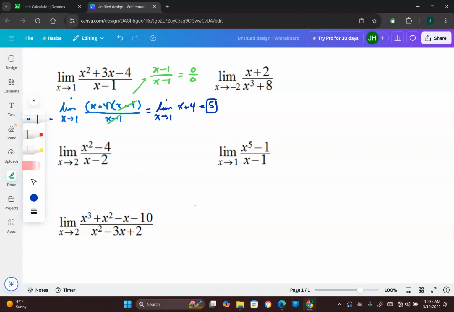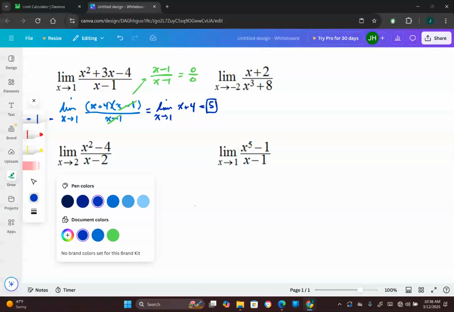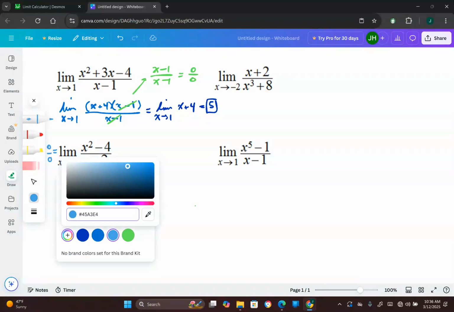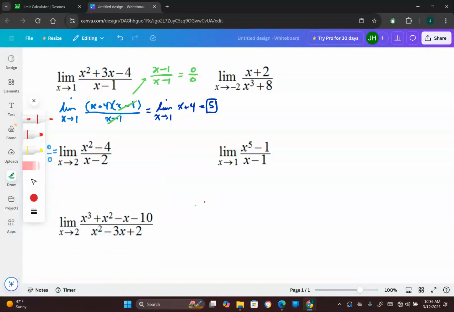So it's the same kind of thing. We're going to move to the problem that's just below it. And I'm just going to tell you right now, if I were to plug 2 into the top, I'm going to get 0. If I plug 2 into the bottom, I'm going to get 0. This is, again, a 0 over 0 situation. It's an indeterminate form. So I'm going to do the same thing I did before.